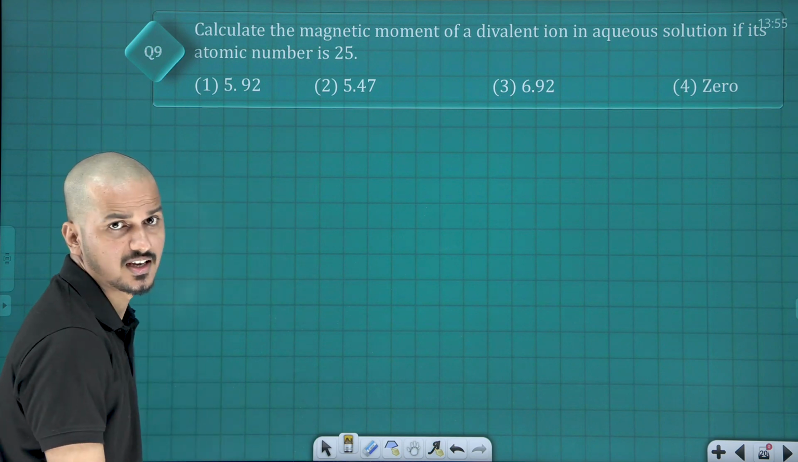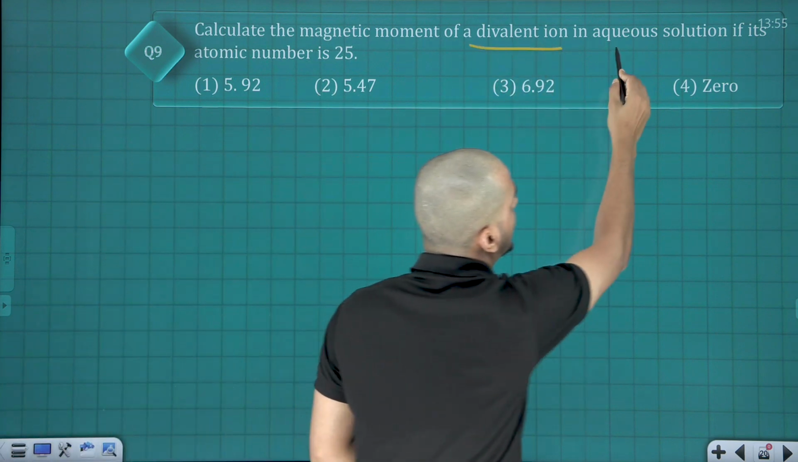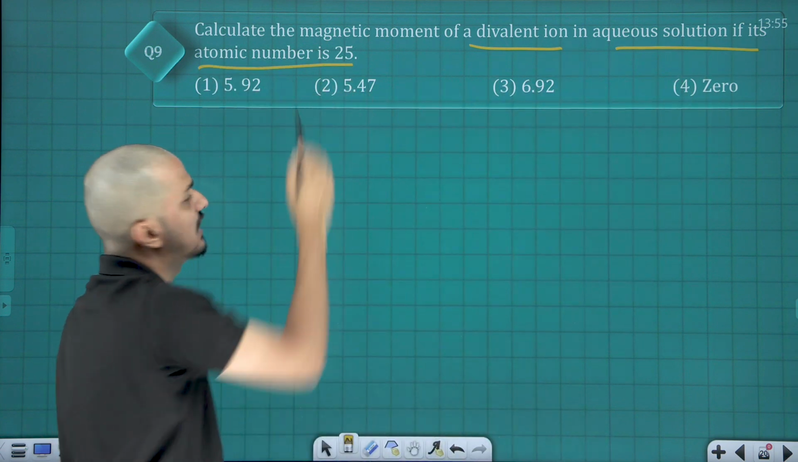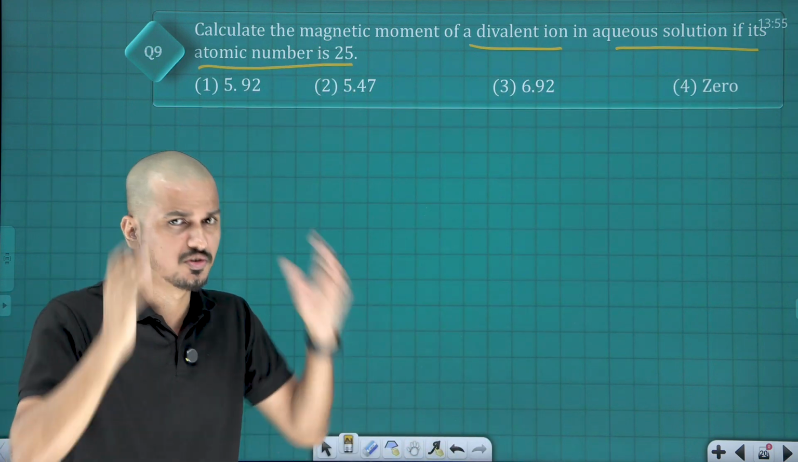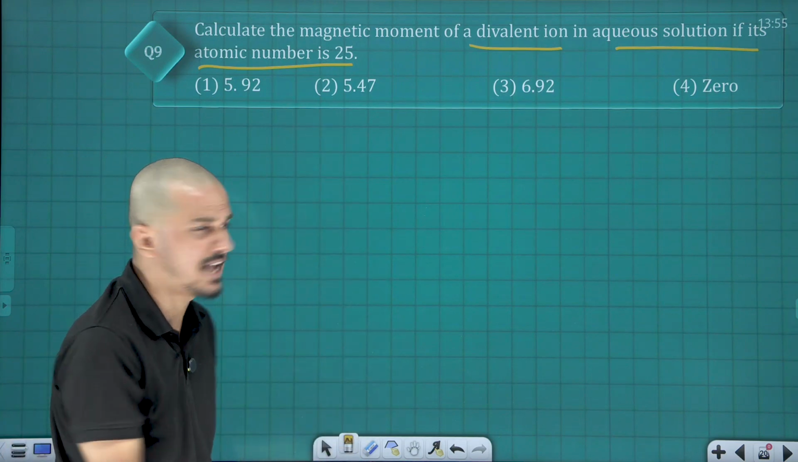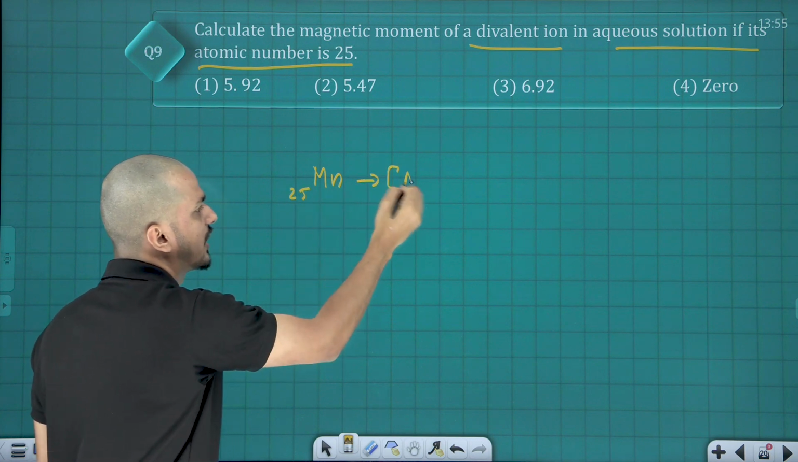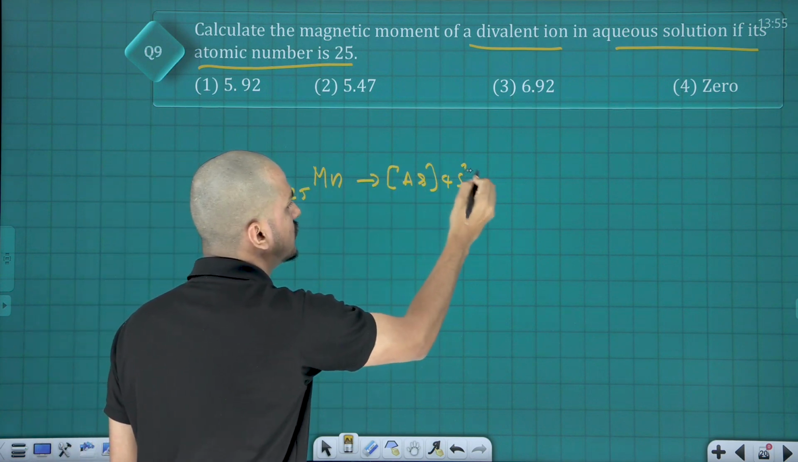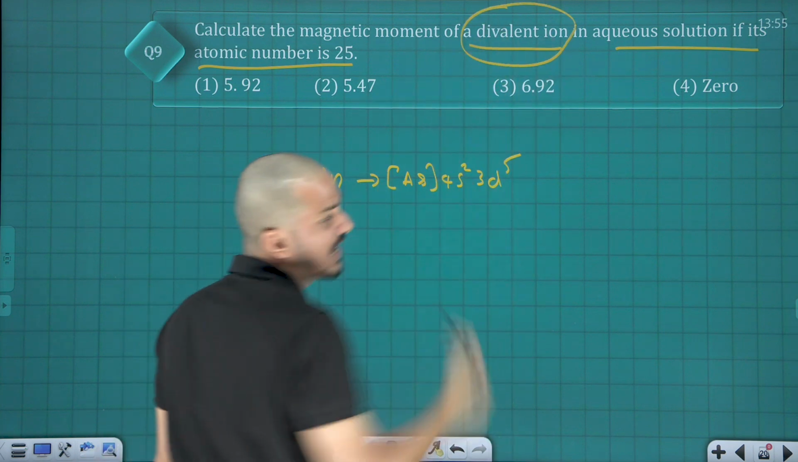What's the question here? Calculate the magnetic moment of a divalent ion in aqueous solution if its atomic number is 25. Usually they start with the spin only magnetic moment concept. You must remember the idea here. Atomic number 25 means that's manganese, no doubt. Electronic configuration argon 4s2 3d5. They are telling it's a divalent ion.